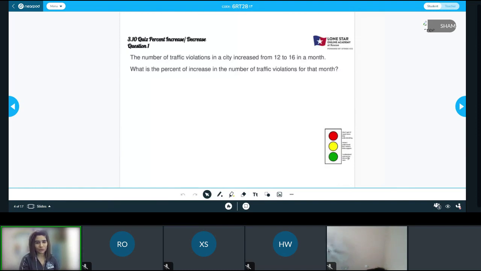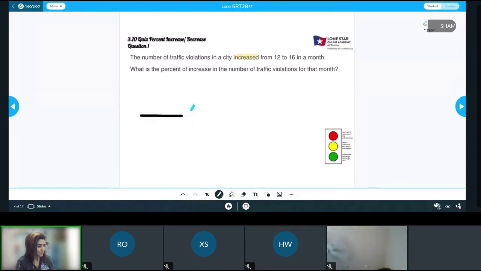Now this is question 1, second variety. That means if your question 1 didn't match mine with cars, look at this one if this is your question 1. The number of traffic violations in a city increased from 12 to 16 in a month. So we want to first set it up as a proportion, right?